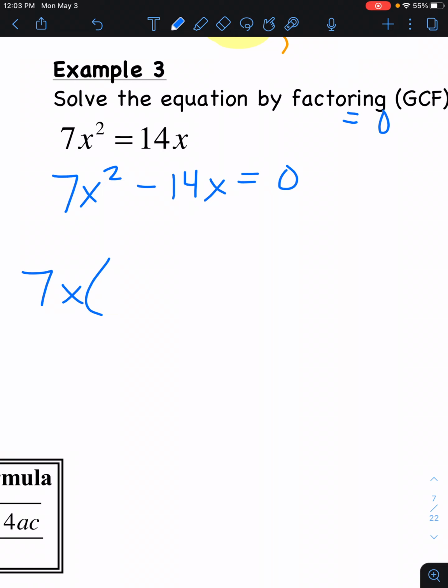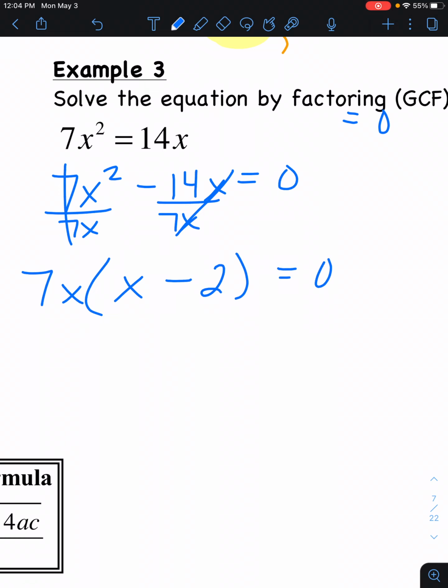So now we need to divide by the GCF that we took out. Remember, GCF or factoring is dividing. So 7x to the second divided by 7x to the first is 1x minus 14x divided by 7x. The x is canceled, and that would just be 2. So now this is factored.